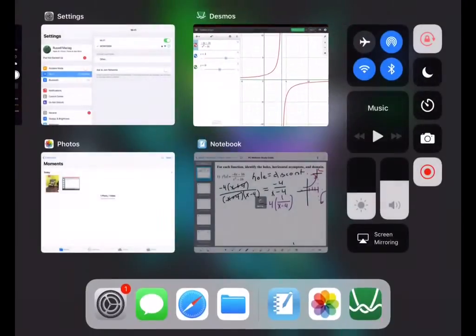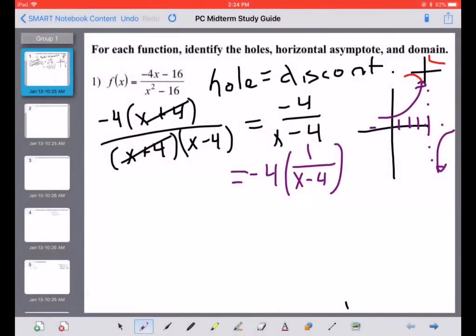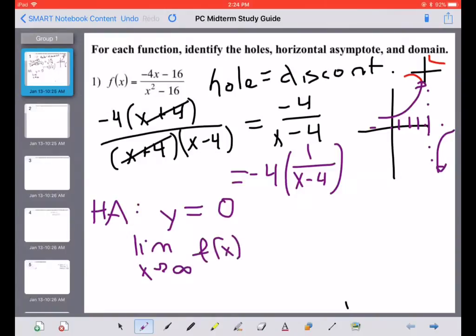So if we go back to our problem, let's finish this up. We have to find the holes, horizontal asymptotes, and domain. Let's start with our horizontal asymptote since we already were talking about it. We're tempted to write it as just y equals, and in this case it was 0. But we really should write it as a limit: the limit as x goes to positive infinity, our function goes to 0, and the limit as x goes to negative infinity, our function goes to 0.